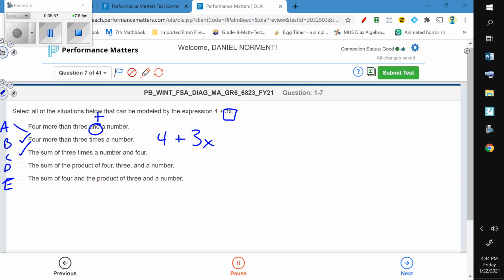What about D? The sum, you're adding, of the product of 4, 3, and a number. So there's where the plus sign goes. That's not what we see, so that's not the answer. And what about E? The sum of 4 and, so that's a plus, the product of 3 and a number x. That's also an answer. So B, C, and E. These are your 3 answers, okay?